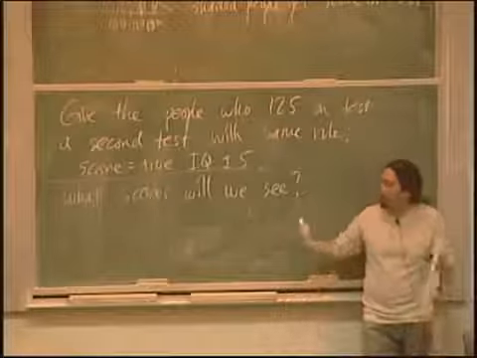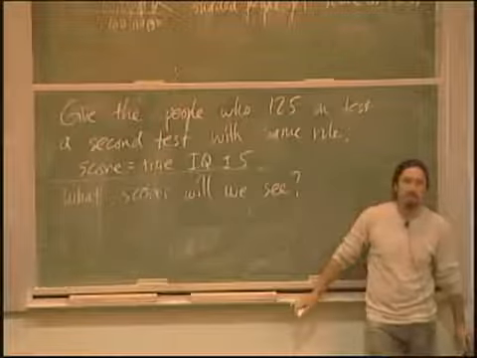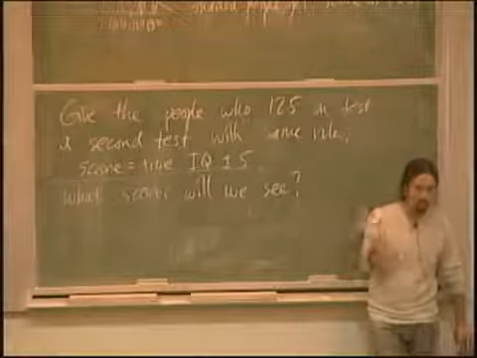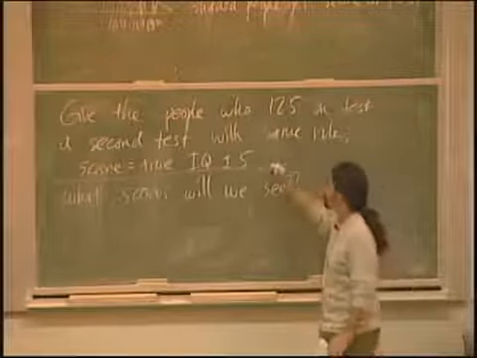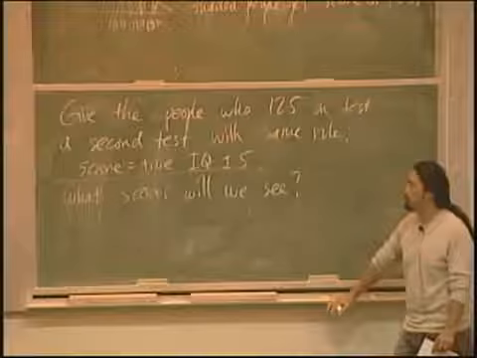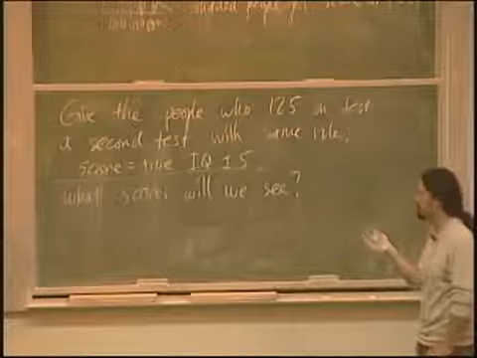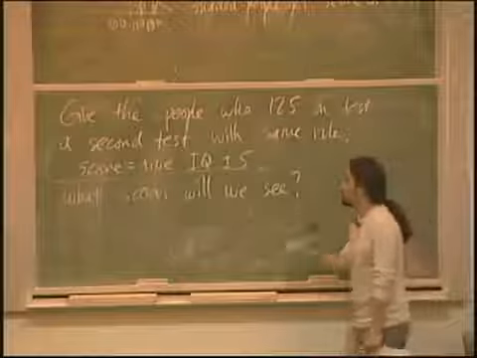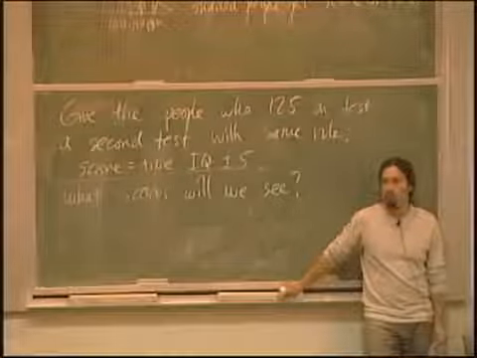So you take all these people in a room, they got a 125 the first time, and then we give them a second test. It's sort of the same style of test. Your score is going to be equal to your true IQ plus or minus 5, but it's separate from the first test. So just kind of imagine the same test, but with different questions or something. Okay, so what scores do you think we'll see? What are the possibilities?